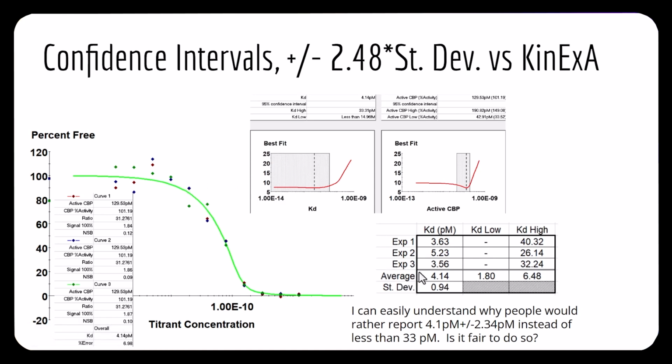And then I took the average of my 3 reported KDs and the standard deviation, and it says the KD is resolved. So I can easily appreciate that it's far more desirable to report the KD's 4 picomolar between 1.8 and 6.5 than it is to say the KD's 4 picomolar and it's less than 32. I much prefer to report the narrow range, but is it really fair to do so?